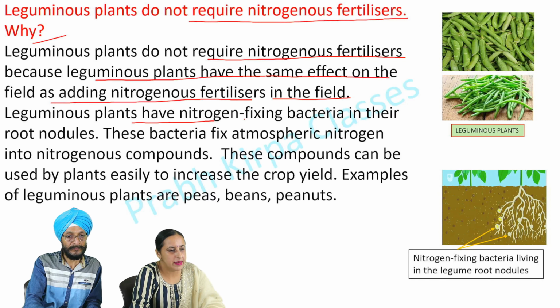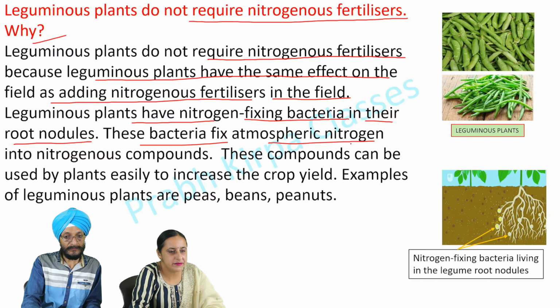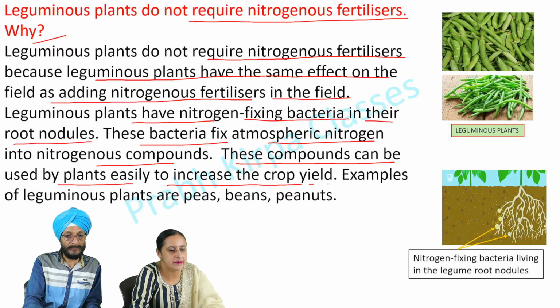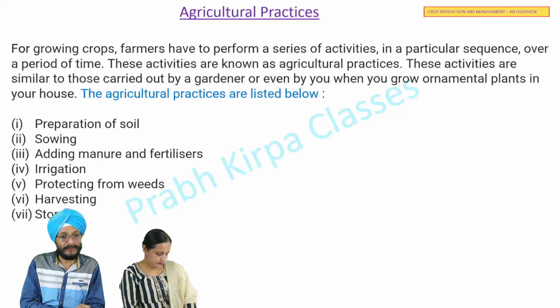Leguminous plants have nitrogen fixing bacteria in their root nodules. These bacteria fix atmospheric nitrogen into nitrogenous compounds. These compounds can be used by plants easily to increase the crop yield. Examples of leguminous plants are peas, beans, peanuts.